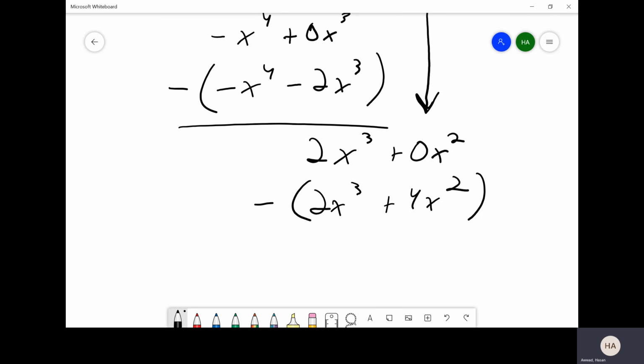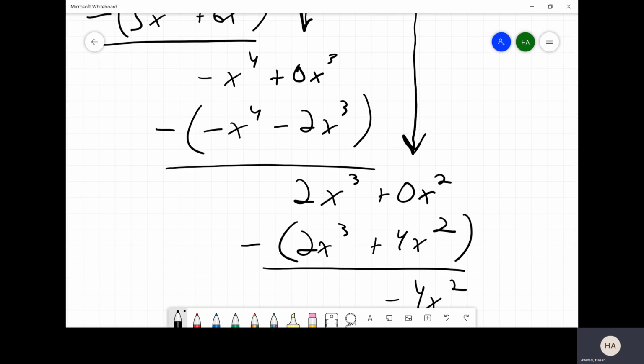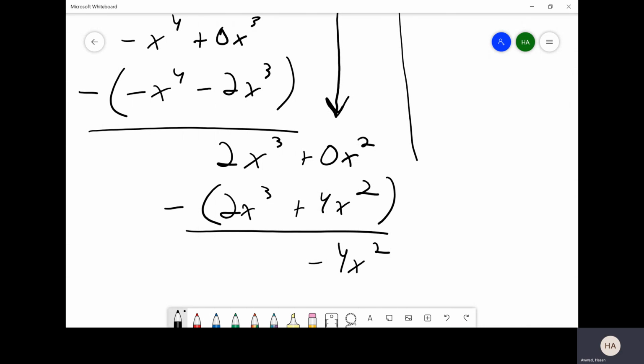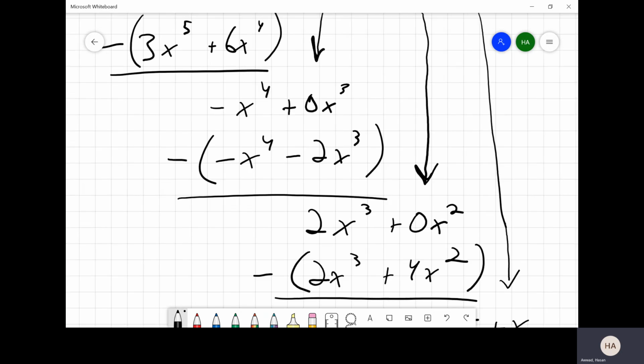0x squared minus 4x squared gives you negative 4x squared. Okay, we bring down the next piece, which is the x. Sorry, I'm starting to run out of room here. So, plus x. And so we have negative 4x squared plus x. We need to play the same game.